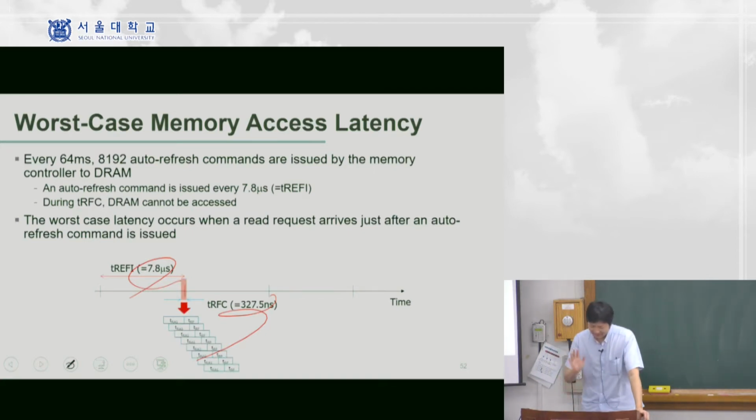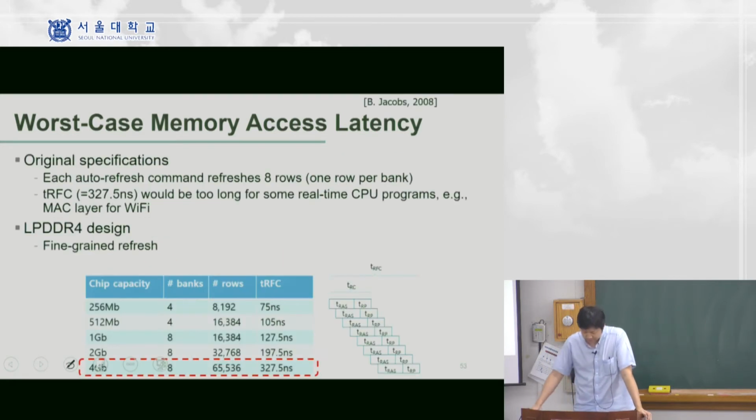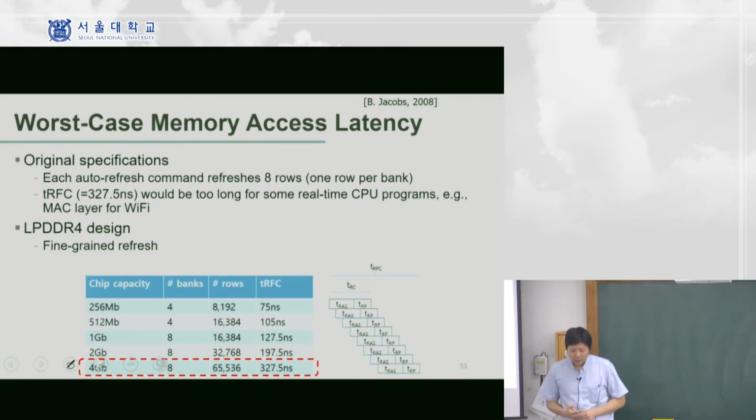So yeah, anyway, this is a serious problem, especially for autopilots or some physical systems. They need to control this physical entity. So, yeah, tRFC: you have to wait until this period. So how can we solve the problem?